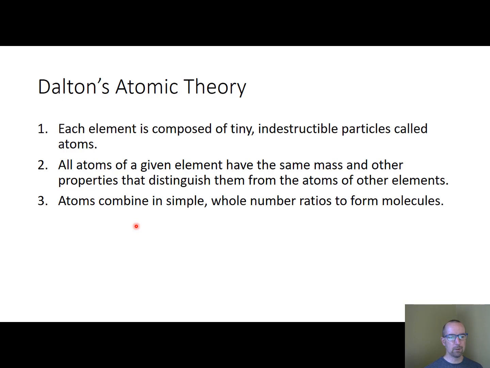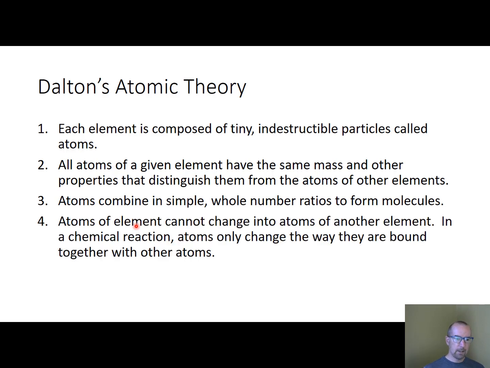The third is that the atoms will combine in simple whole number ratios, and they'll form molecules. So he knew that there were things like water that was not necessarily atomic, but there were atoms in water, and the proportions in which they combined can be defined by simple whole number ratios. And then atoms of an element cannot change into atoms of another element. In a chemical reaction, they only change the way that they are bound together with other atoms. So that is very, very true, although not universally true. This leaves out nuclear reactions, but this is something that he did not know about at the time.